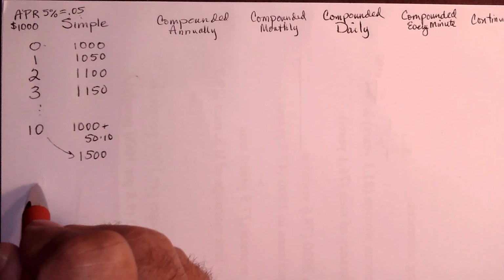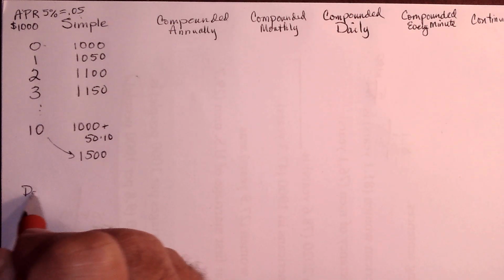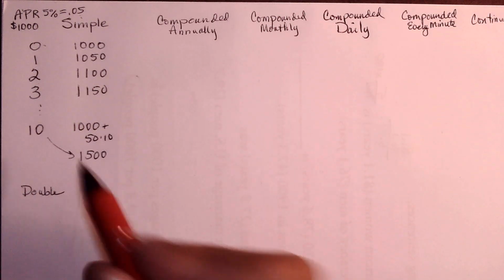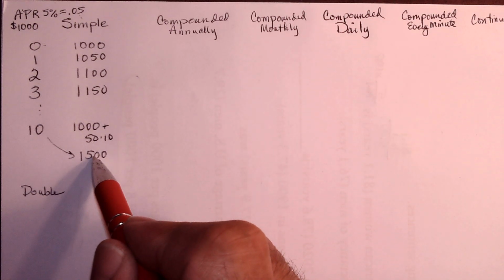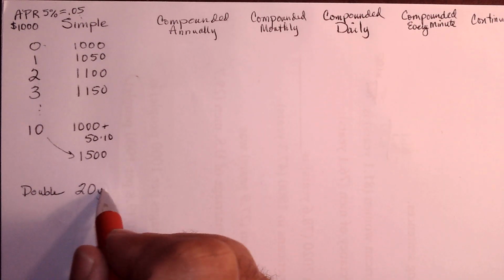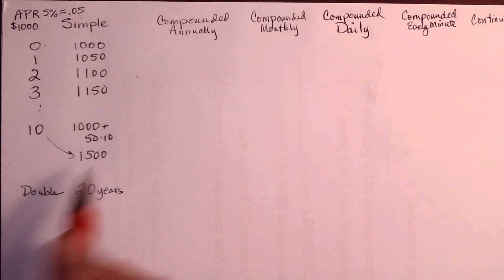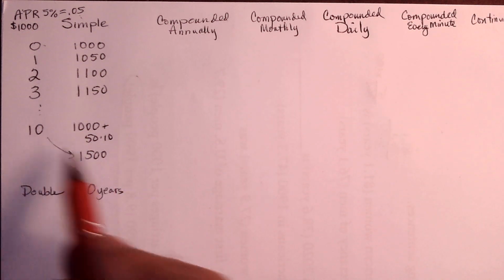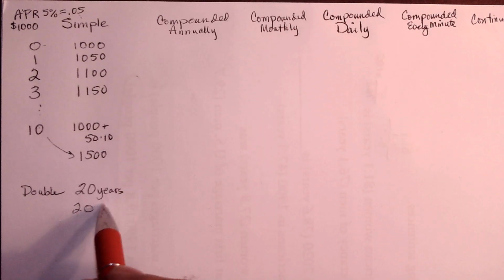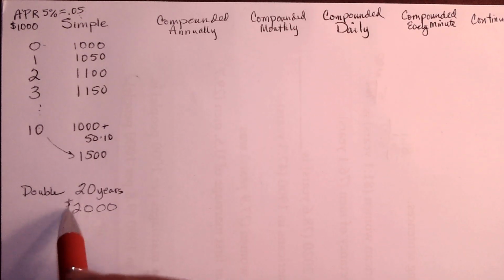Then, how long does it take it to double? Well, we get 500 in 10 years, so in 20 years, we would have another 10 years, we'd have another 500, and we'd have $2,000, and it would be doubled.